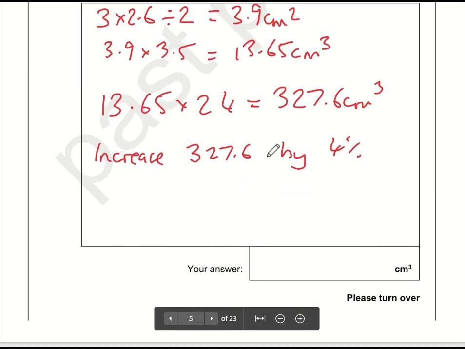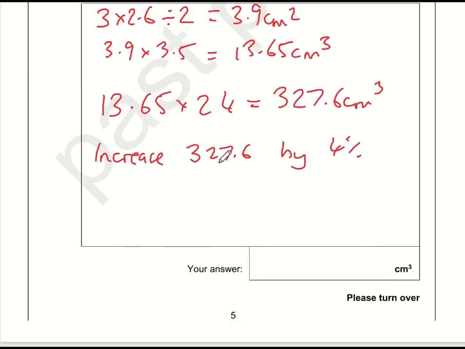There are two ways you can do this. You can either work out 4% of this amount and add it on, or, depending on how good you are with your percentage multipliers, you can just do it in one go. The multiplier for 4% is 0.04. It's the decimal equivalent of 4%, which is 4 divided by 100. So this is the multiplier I would use if I want to work out 4% of an amount. So what you could do is multiply this amount by 0.04, and whatever that is, add it to 327.6.